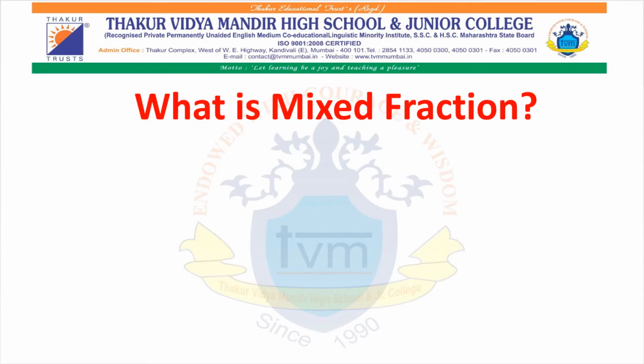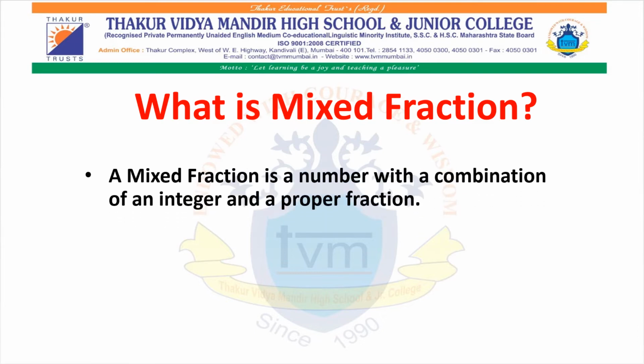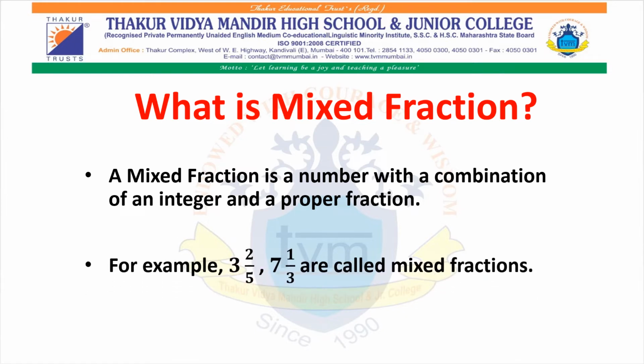Now the next term is a mixed fraction. We will see what is a mixed fraction. A mixed fraction is a number with a combination of an integer and a proper fraction. Now we have seen improper fraction. In an improper fraction, the numerator is bigger than the denominator. So what is a proper fraction? In a proper fraction, the numerator is smaller than the denominator. And what is a mixed fraction? A mixed fraction is a number with a combination of an integer and a proper fraction.